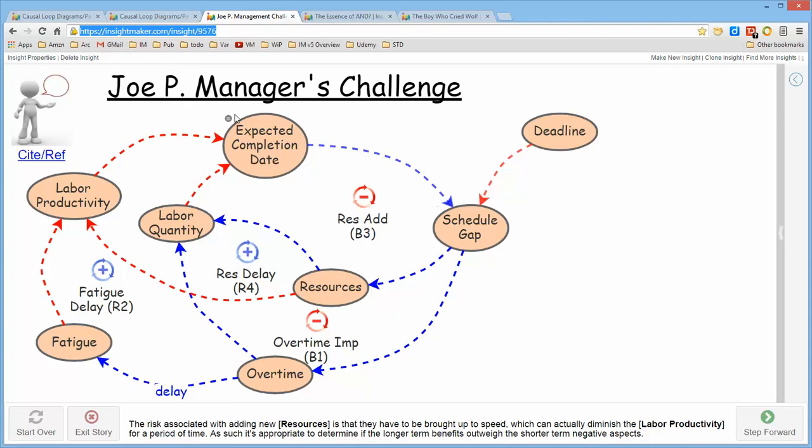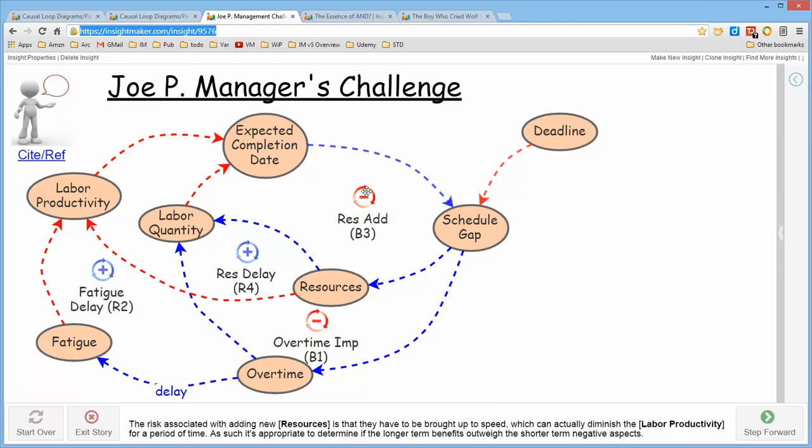The next one that we talked about was from here to add resources to a labor quantity, one balancing influence, so there's only one balancing influence in this loop. So it's a balancing loop, and it's a resource addition loop. So the label tells me what kind of loop it is, and it also tells me what the intent of that loop is, so that this loop is to add resources. The last loop, which was from schedule gap to resources, a balancing influence to labor productivity, balancing to expected completion, and back to the gap. There are two balancing influences in that loop, so it ends up being a reinforcing loop, and it's a resource delay loop indicated to be reinforcing, and we call it R4.